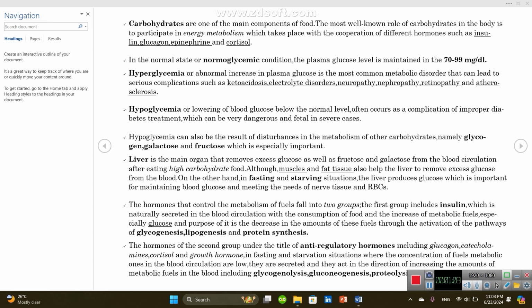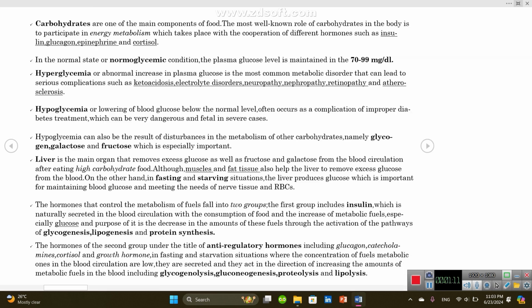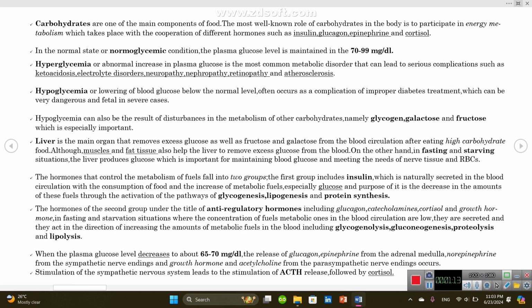We're going to talk about them later in a future video. Carbohydrates are one of the main components of food. The most well-known role of carbohydrates in the body is to participate in energy metabolism, which takes place with the cooperation of different hormones such as insulin, glucagon, epinephrine, and cortisol.